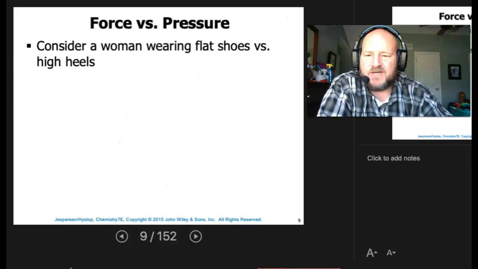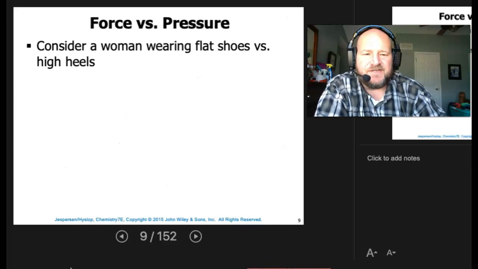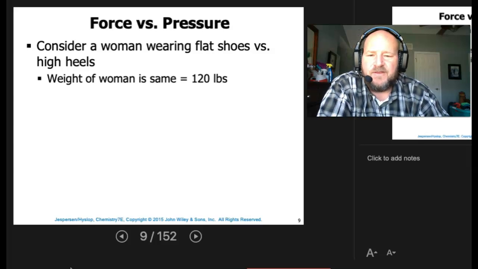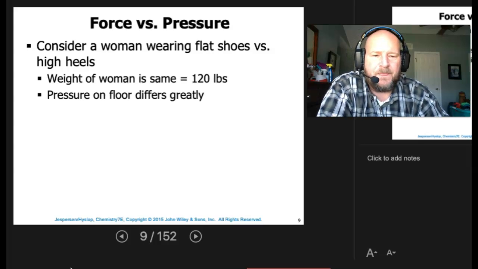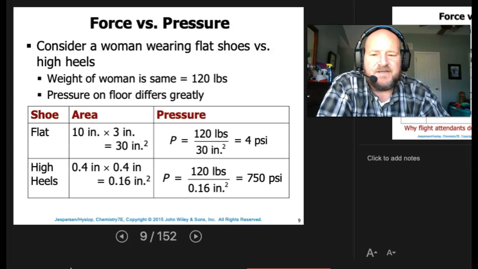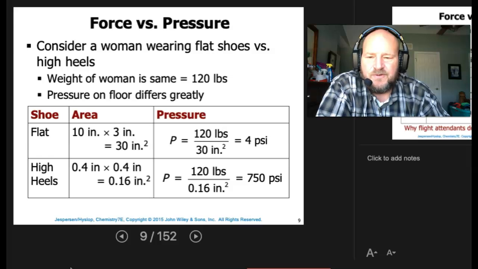So force versus pressure. Consider a woman wearing flat shoes versus high heels. The weight of the woman we'll say is 120 pounds. The pressure on the floor, though, is going to differ greatly. For instance, if we look at the flat shoe, then you have a 10-inch area on the bottom of her shoe. That's going to exert a pressure of 4 psi. But if she's in high heels, then only 0.4 inches of her foot is actually touching the floor. That means you're going to have 750 psi.